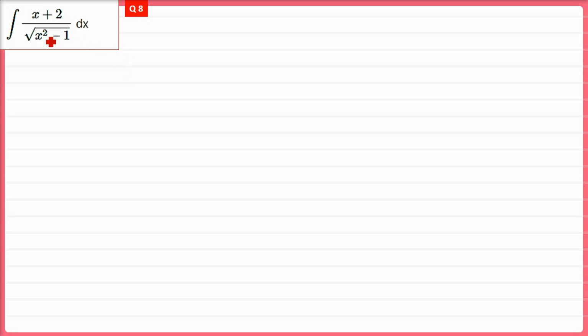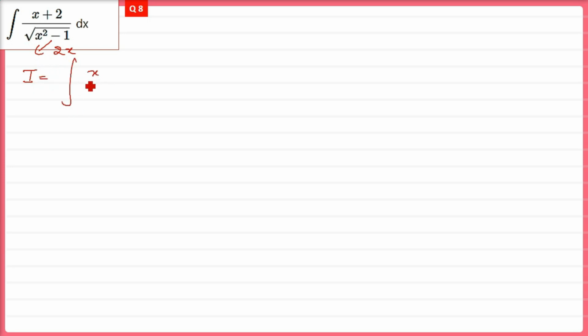So we have x plus 2 in the numerator, and in the denominator we have the square root of x square minus 1. It's essentially a quadratic expression without an x term. If you differentiate it, you will get 2x, so we already have an x in the numerator. The constant we can just separate out. So this I will be written in the form of I1 plus I2.